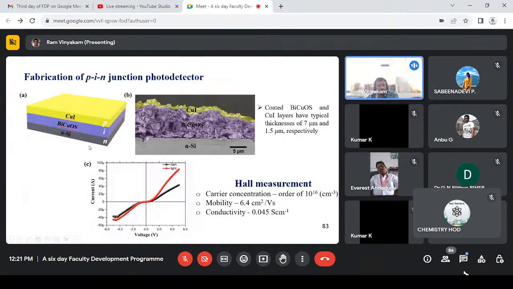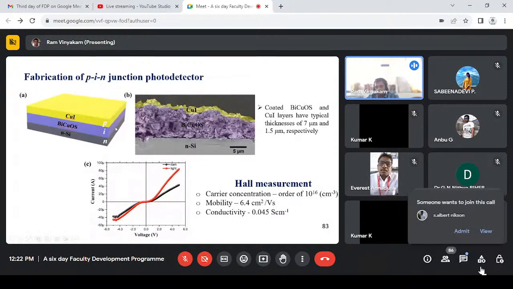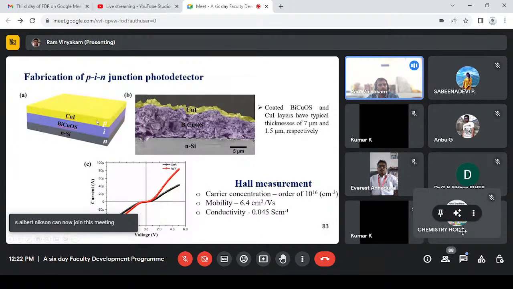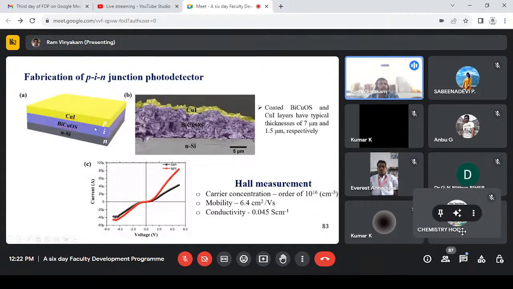So we took a heterojunction formation. We took N-type silicon in the order of 10 power 18, and we drop-casted the synthesized bismuth copper oxide sulfide with PVA. It covered the silicon of 2 × 2 centimeters at maximum. Mostly we did 1 × 1 devices, and coated copper iodide over it to have a more efficient P-type character. So this is a PIN junction, where maximum absorption in the depletion region will be enhanced with the introduction of the intrinsic layer in the depletion region.